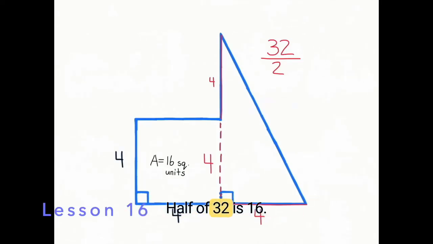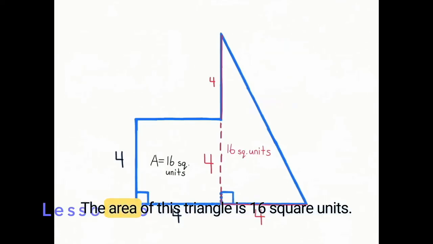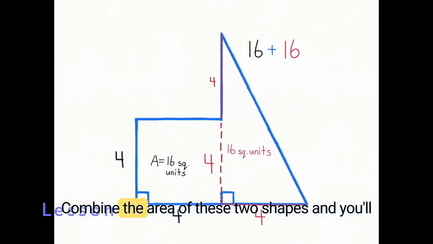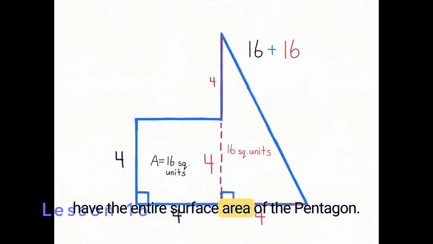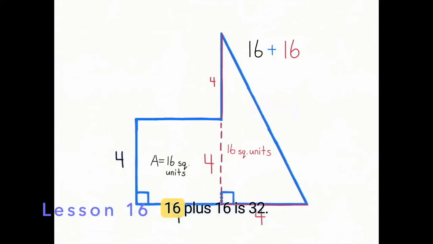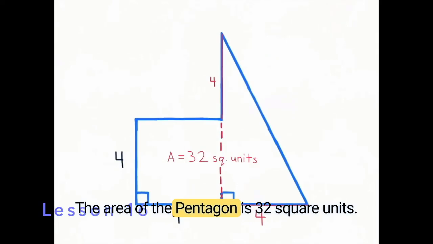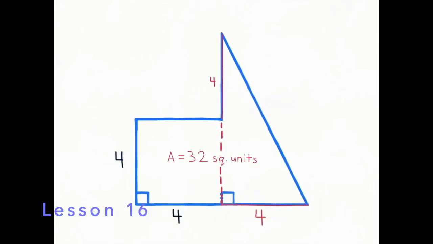Half of 32 is 16. The area of this triangle is 16 square units. Combine the area of these 2 shapes, and you'll have the entire surface area of the pentagon. 16 plus 16 is 32. The area of the pentagon is 32 square units.